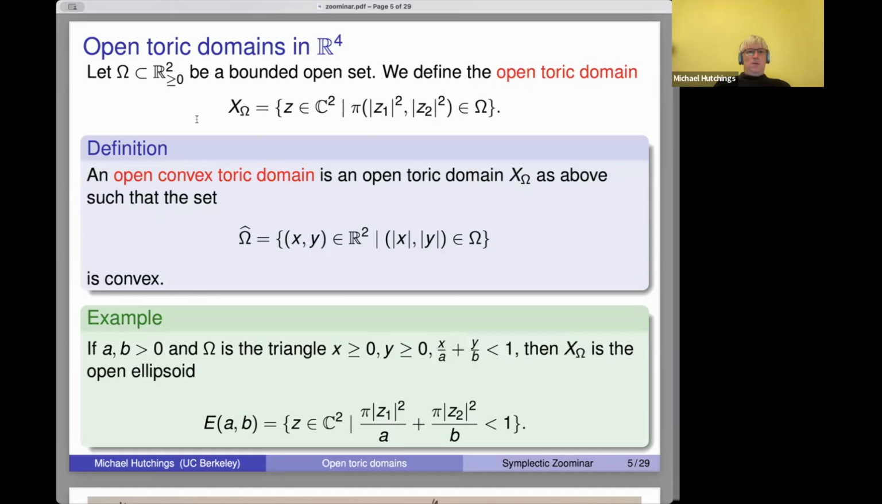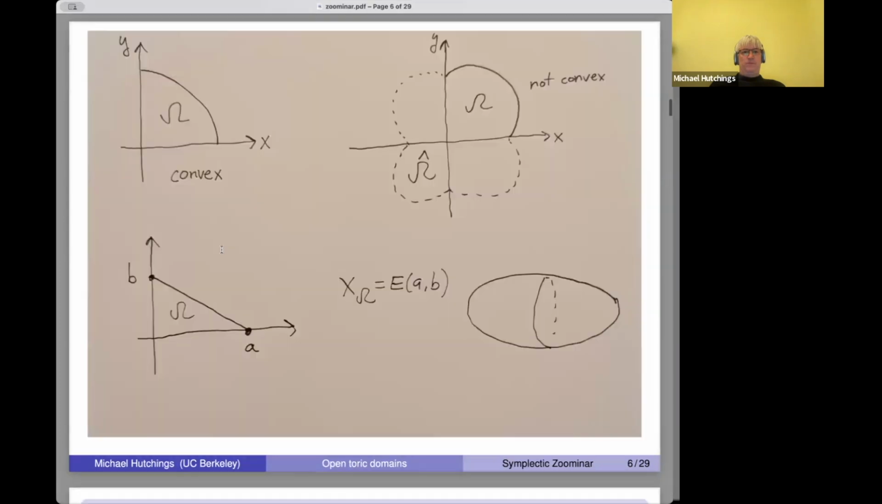Now, an open convex toric domain is an open toric domain as above, such that if you take the set omega and then look at its reflections across all of the axes, then you get a convex set. Here's a picture. So on the upper left, that's an omega, which gives a convex toric domain.